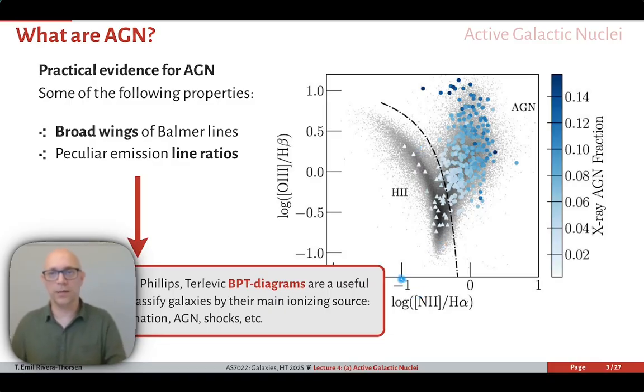What we see here is, along the x-axis, the ratio of nitrogen over H alpha, which is from hydrogen. And that is a measure mainly of the metallicity of the gas we're looking at. Whereas up the y-axis, we're looking at oxygen 3 over H beta, which is also to a certain level metallicity dependent, but it is more strongly dependent on ionization, and therefore this is more of an ionization measure.